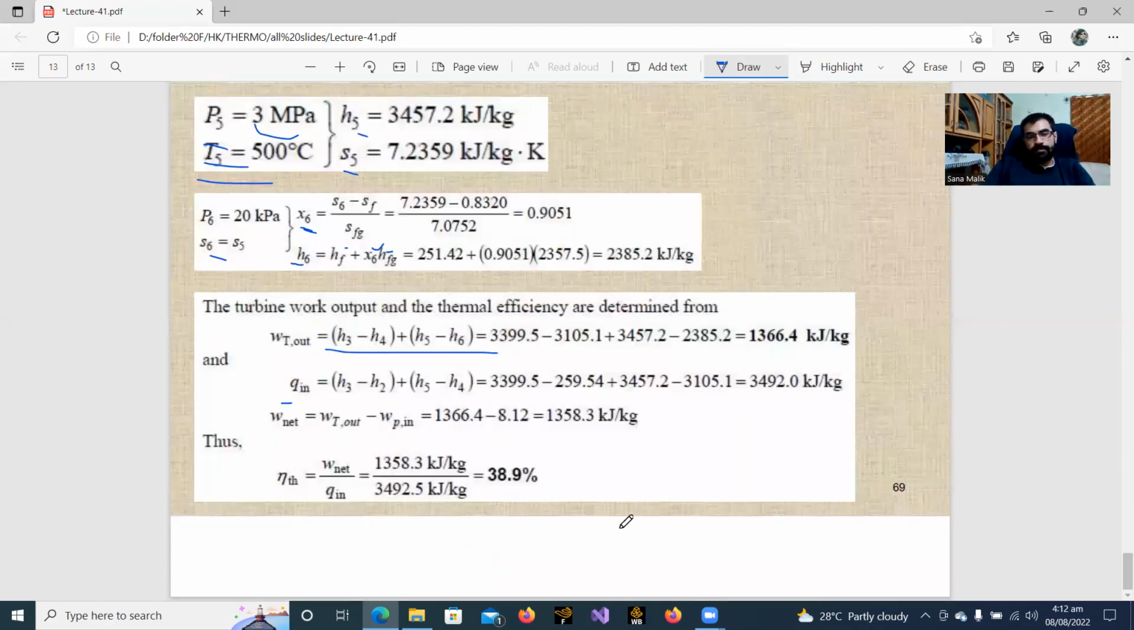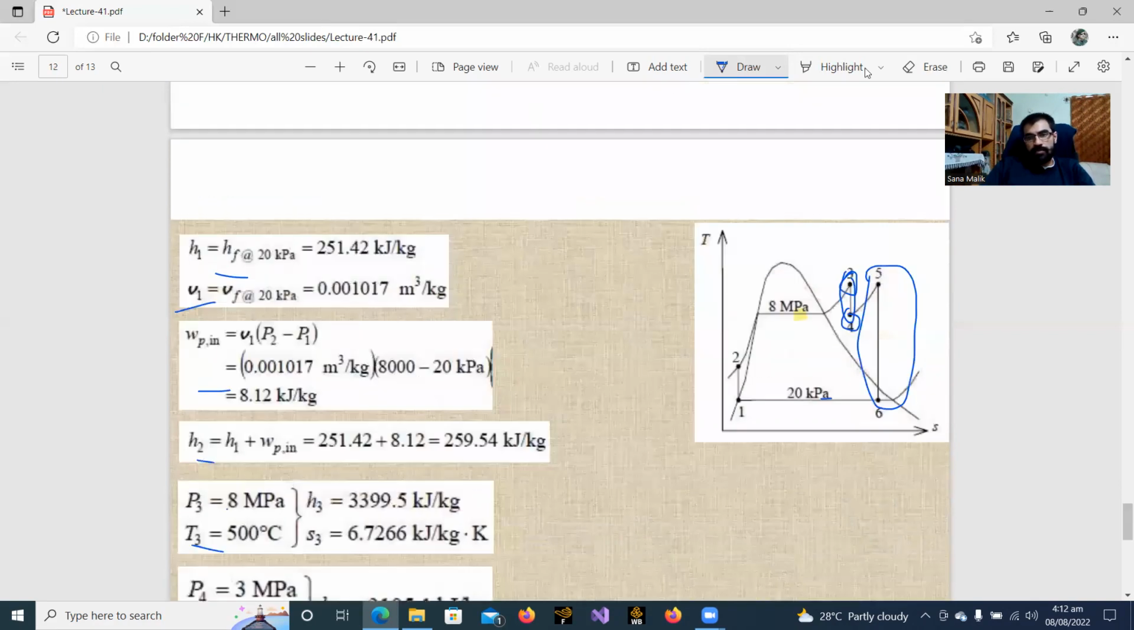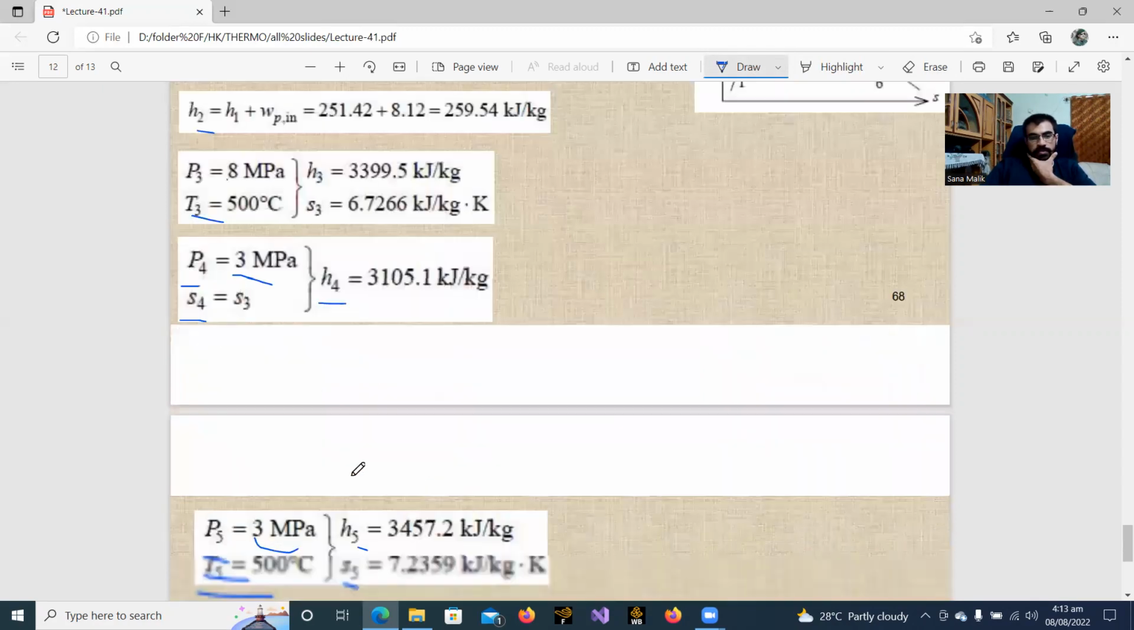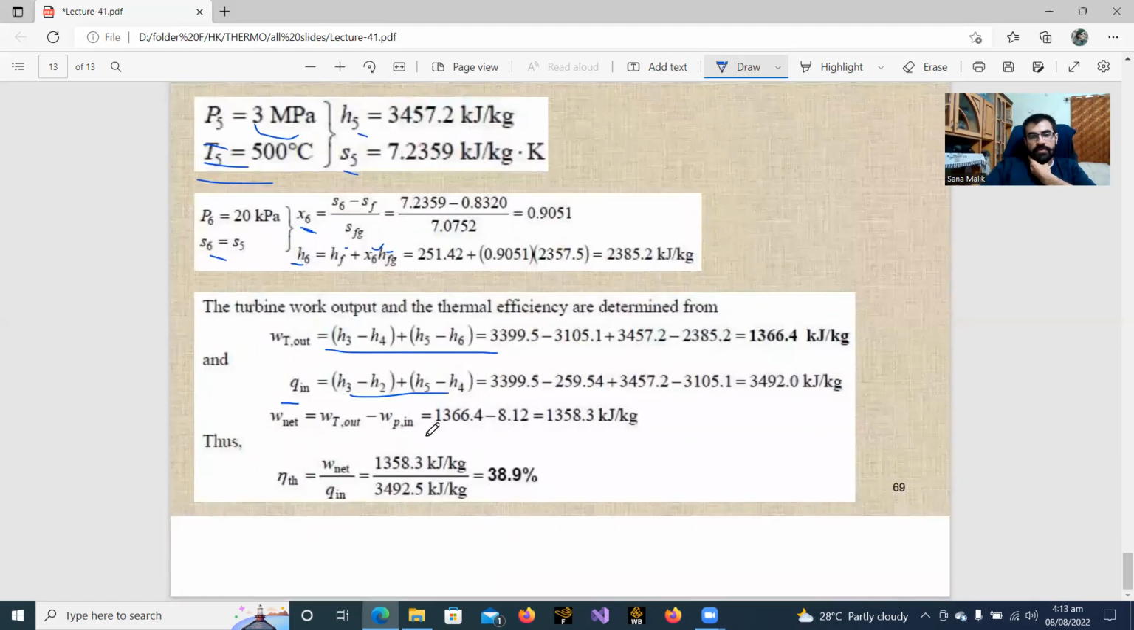For Q in, because it is reheating, there will be two heat inputs: one in the boiler from H2 to H3, and then again in the boiler, H5 minus H4. For net work, it is work of turbine minus work of pump, and efficiency will be net work over Q in, 38.9.